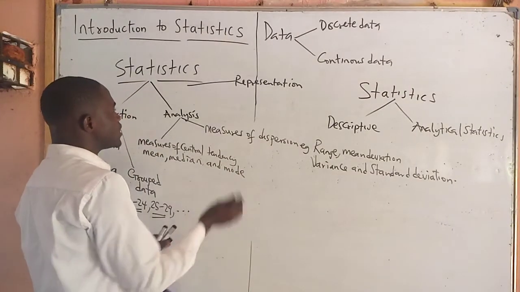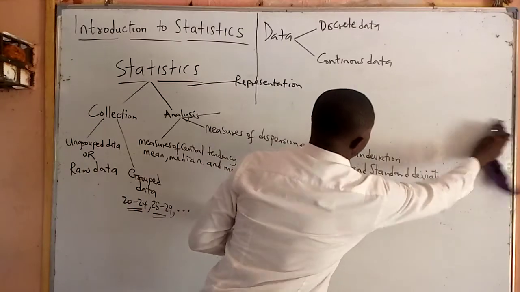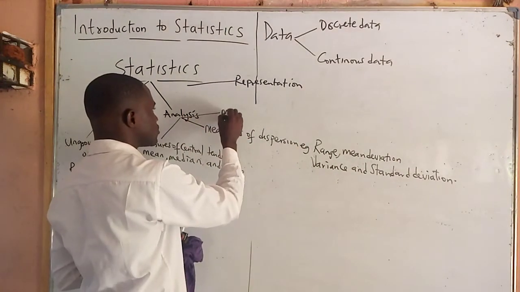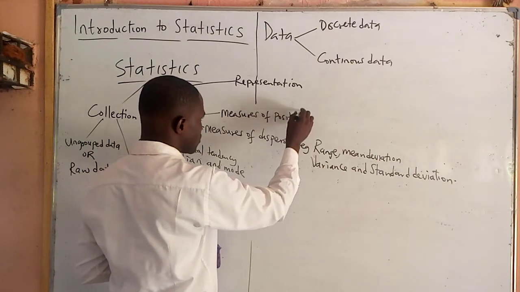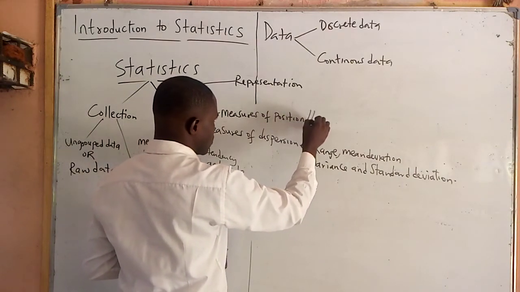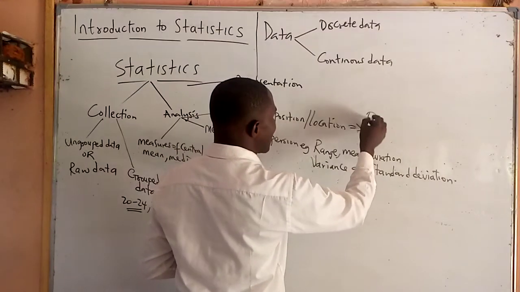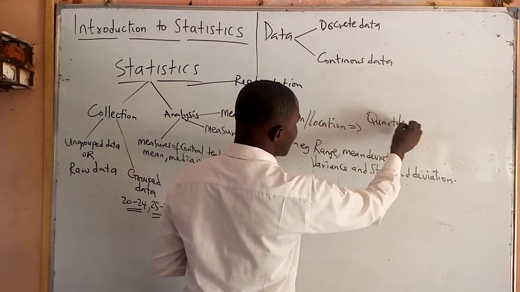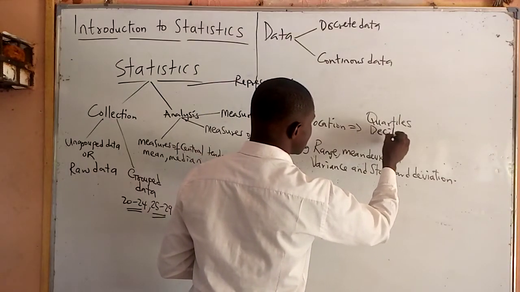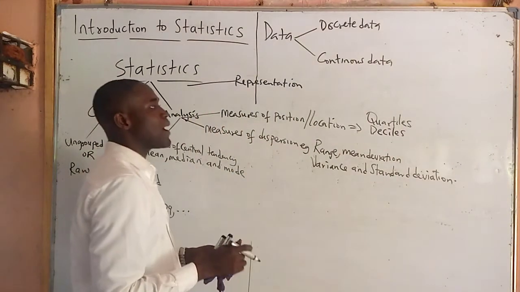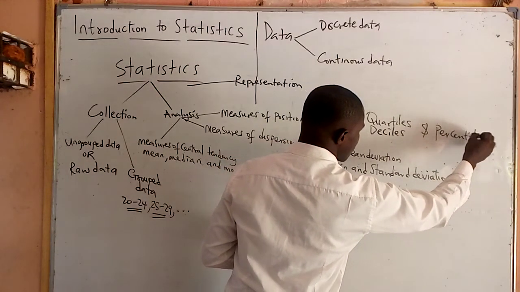Then another way is measures of position or location. What do we analyze here? We analyze the quarters, that is dividing the total frequency by 4. We also analyze the deciles, that is dividing the total frequency by 10, and percentiles.